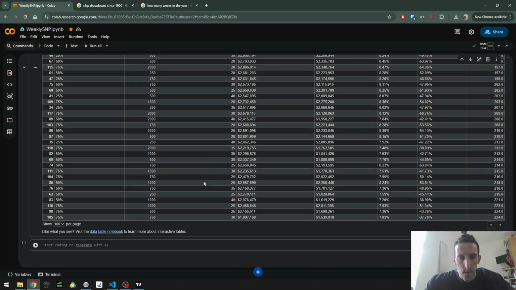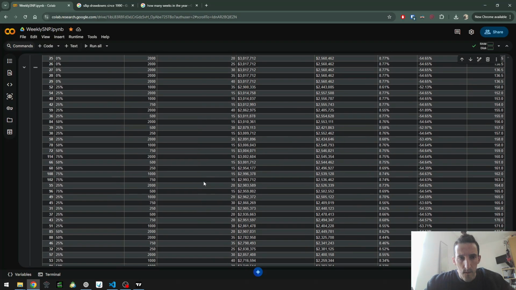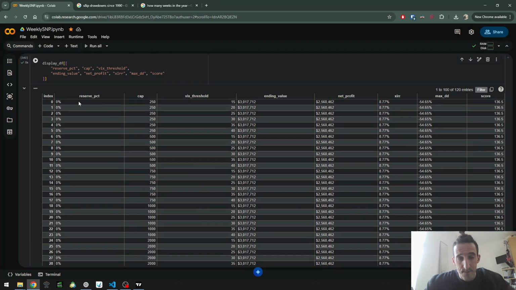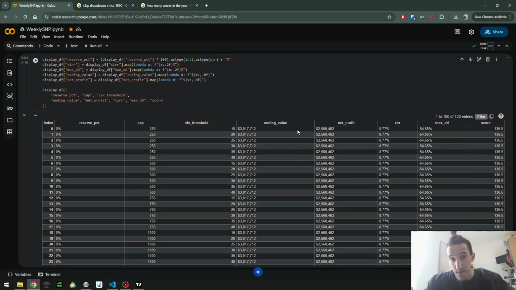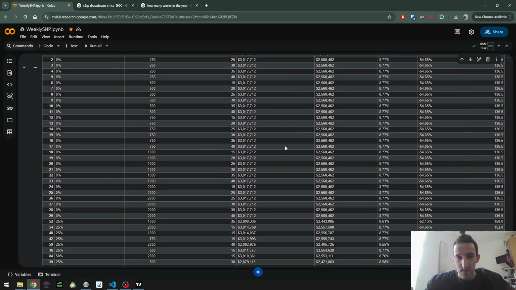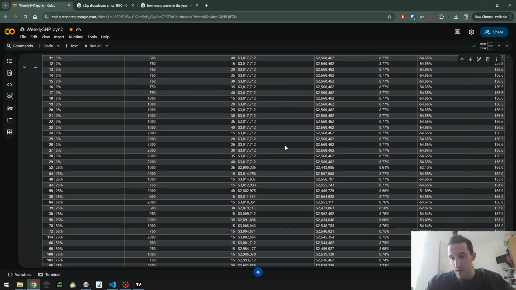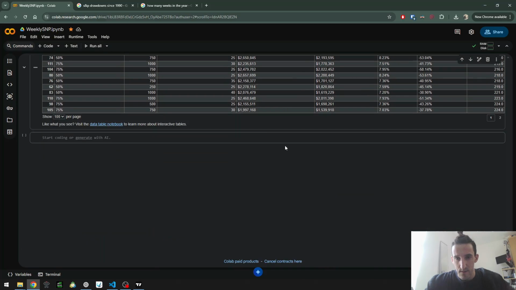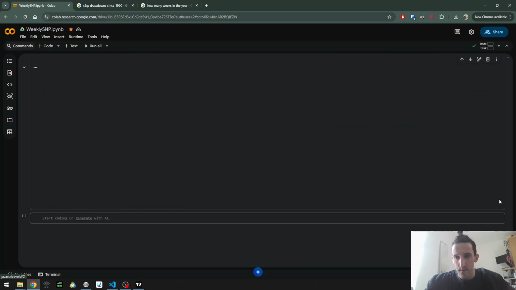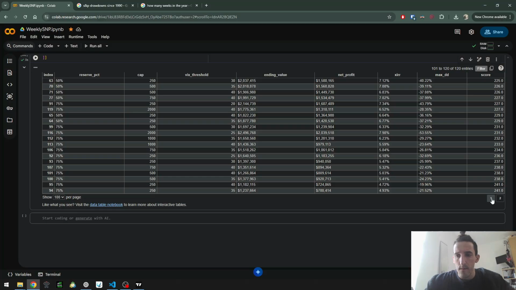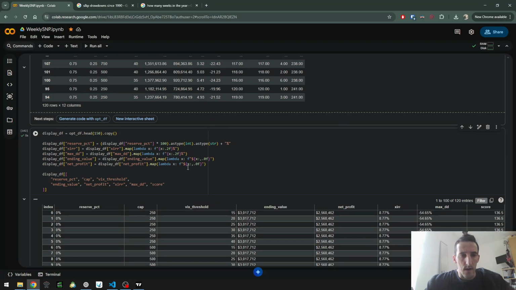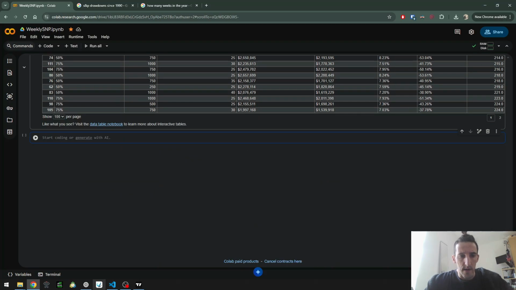So there you go. It's best to just invest your money directly in the market every week. Again, not a financial advice. This is a personal research. Okay, cool. I liked this table.